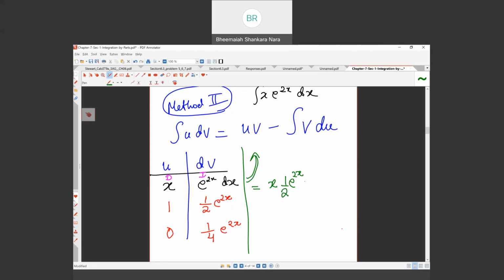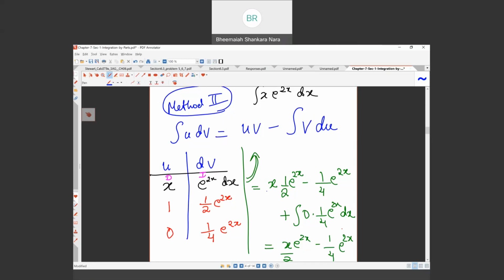negative 1/4 e to the 2x, and then the last term will be 0 times 1/4 e to the 2x dx. After you plug in these functions to the formula, you have to integrate one more time to get this step. Simplify this. Or you can write this expression here directly from the table.